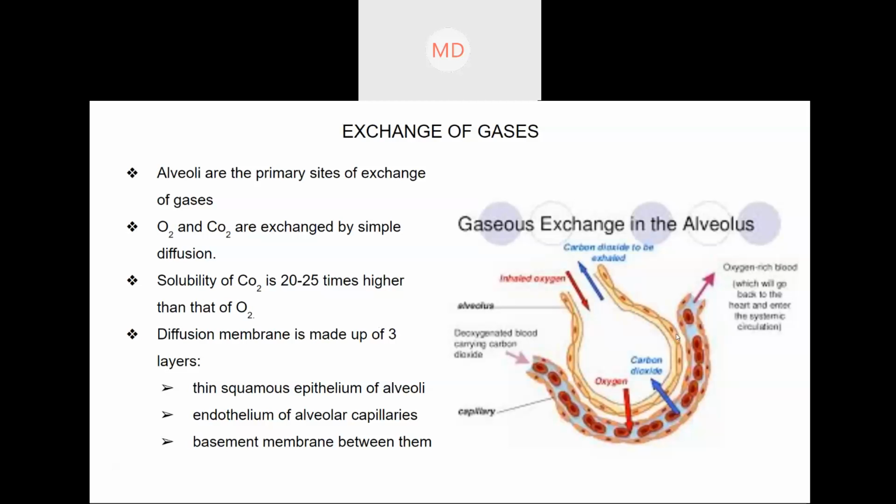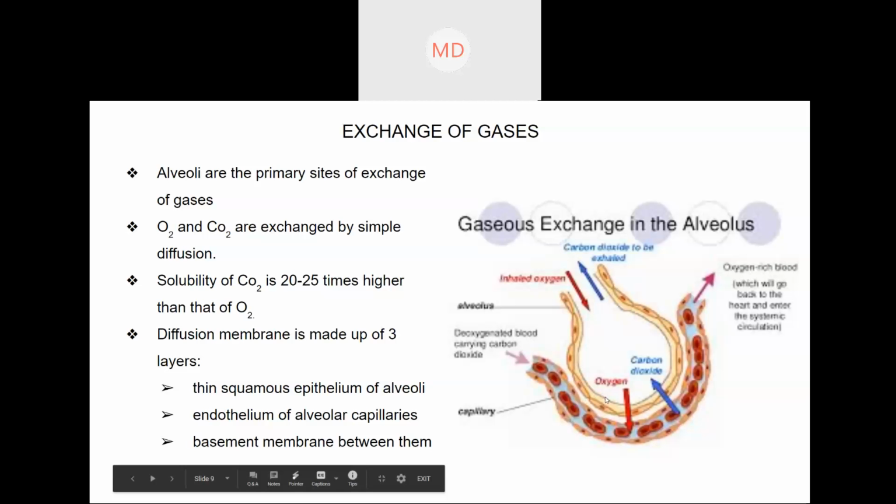So now simple diffusion will have to take place across these layers. The oxygen or the carbon dioxide needs to pass through them. That is, one is the endothelium of the alveolar capillaries, then the squamous epithelium, and the middle one is the basement membrane. So simple diffusion needs to take place across this diffusion membrane.